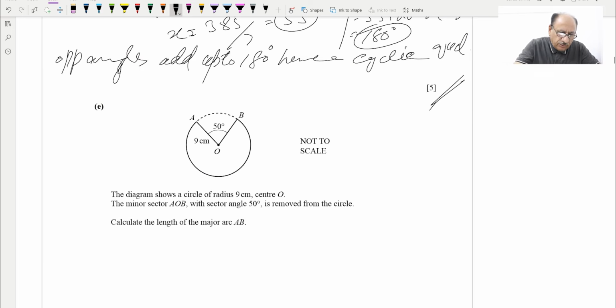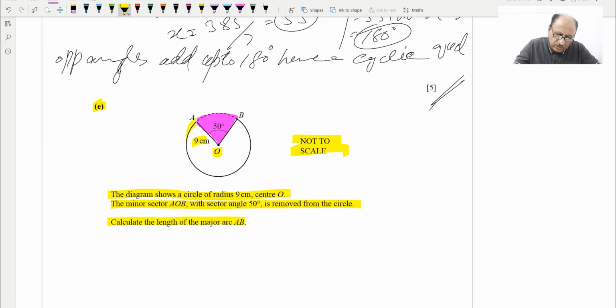Now we can move to the E part, and the E part says the diagram is not to scale. The diagram shows a circle of radius 9 and origin O, and the minor sector AOB. Minor sector AOB is this one, and they are saying it is removed from the circle. So this whole sector is the minor sector, and this is the removed portion. Now they're saying calculate the length of the major arc AB.